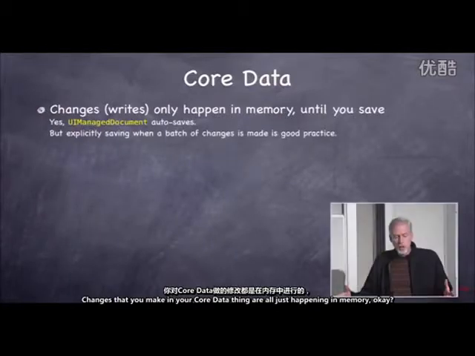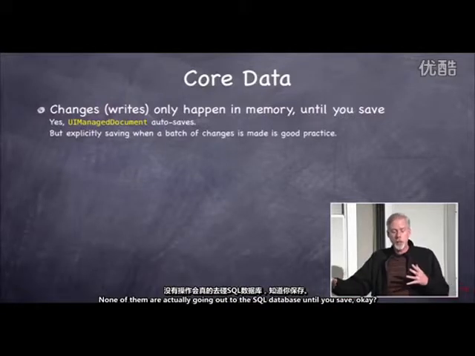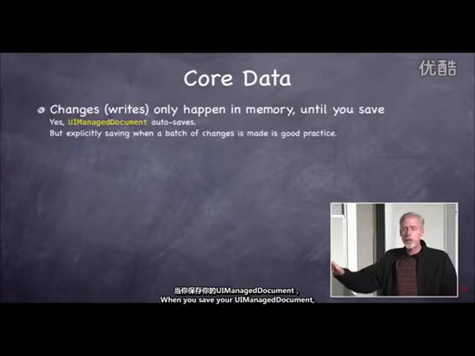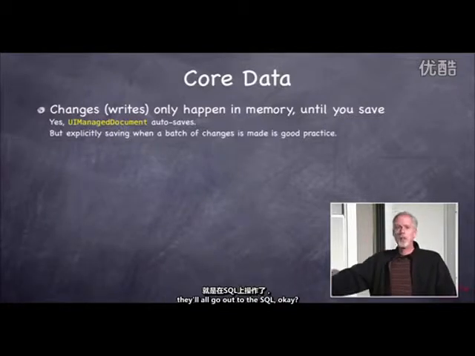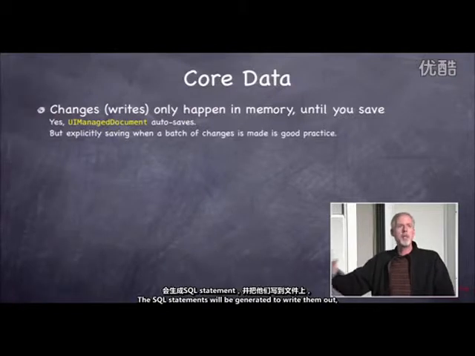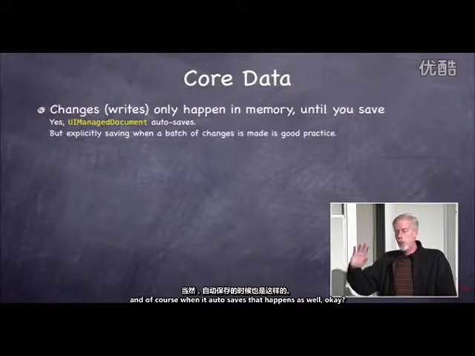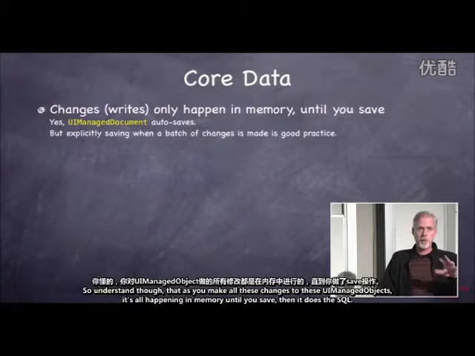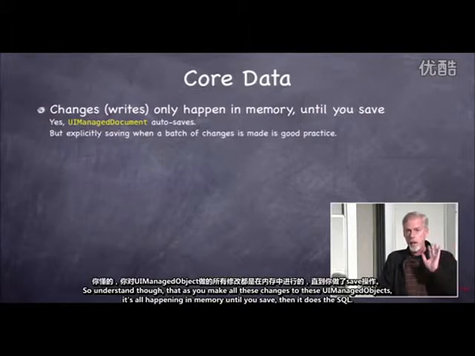Changes that you make in your Core Data thing are all just happening in memory. None of them are actually going out to the SQL database until you save. When you save your UIManagedDocument, they'll all go out to the SQL. The SQL statements will be generated to write them out. And of course, when it auto-saves, that happens as well. So understand that as you make all these changes to these managed objects, it's all happening in memory until you save. Then it does the SQL.